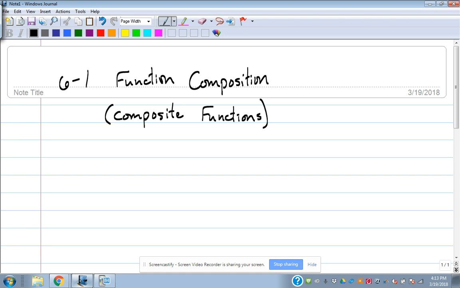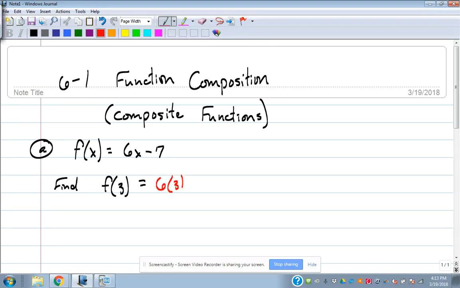All right, so composing functions, or function composition, starts with just the general idea of: if f of x equals 6x minus 7, find f of 3. What does that mean? We'll put 3 where x is, so 6 times 3 minus 7, which would be 11. So f of 3 is equal to 11. That's what a function value is.